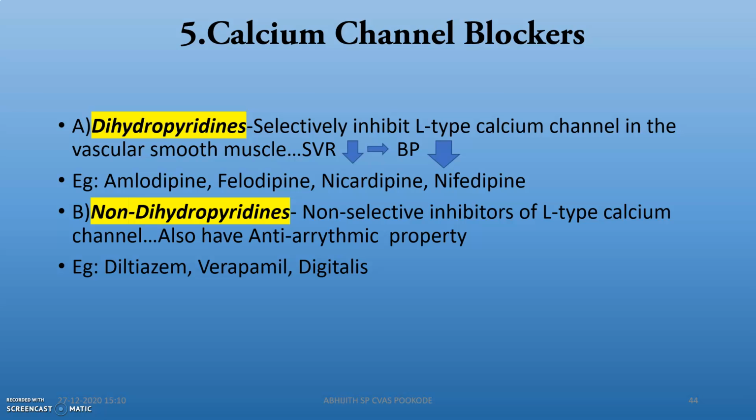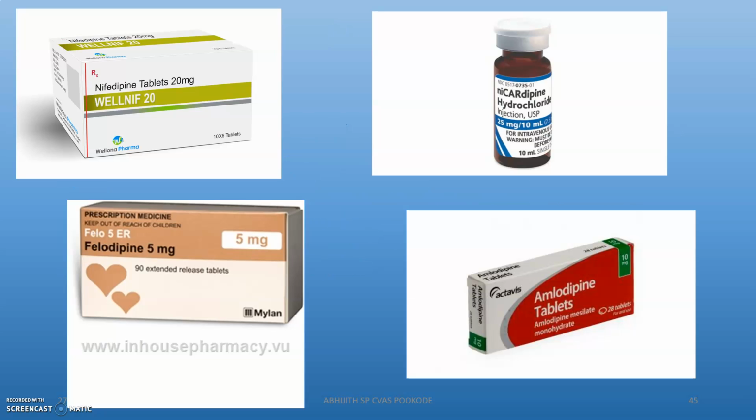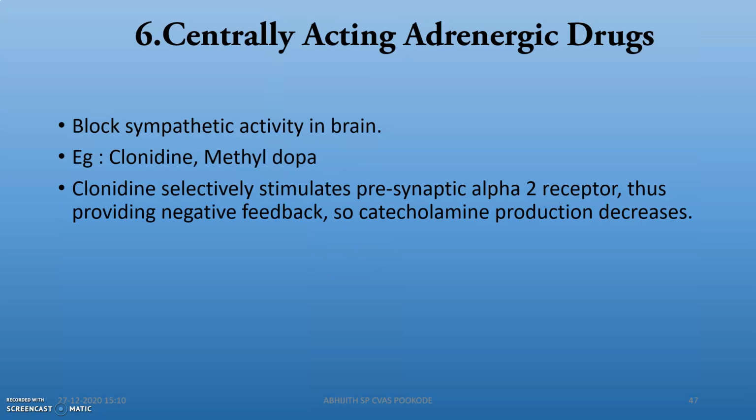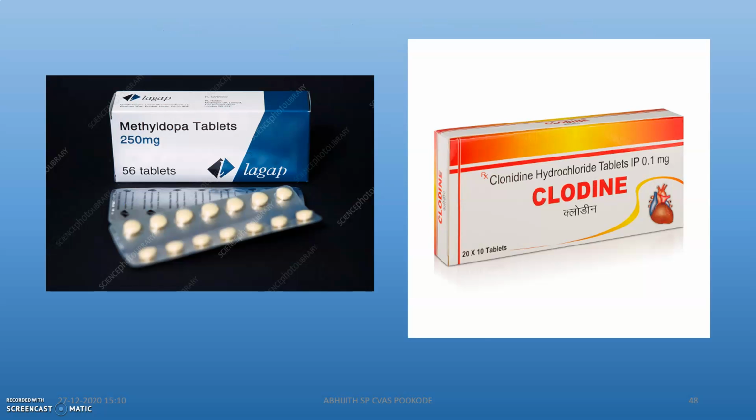Non-dihydropyridines will non-selectively inhibit the L-type calcium channel. They also have a small antiarrhythmic property. These are diltiazem and verapamil. So these are amlodipine, nicardipine, and verapamil, diltiazem. The next one is the centrally acting adrenergic drugs, clonidine and methyldopa. They will be stimulating the presynaptic alpha 2 receptors. Thus, the negative feedback message will go, and so catecholamine production will be decreased. So what happens? BP will decrease.